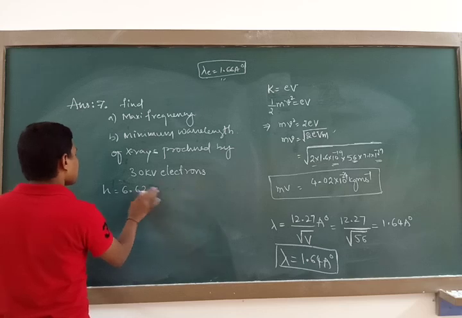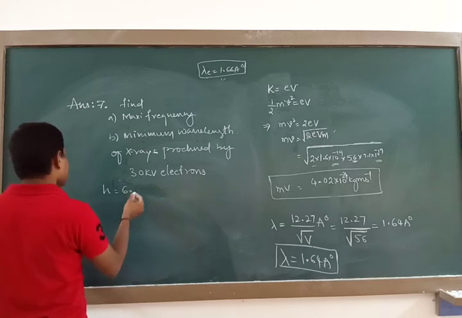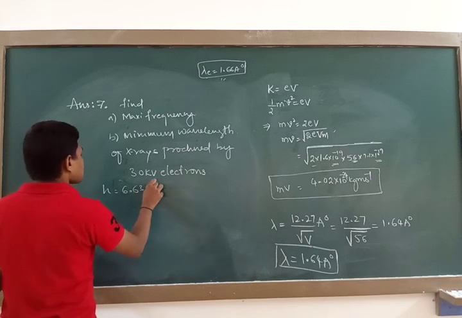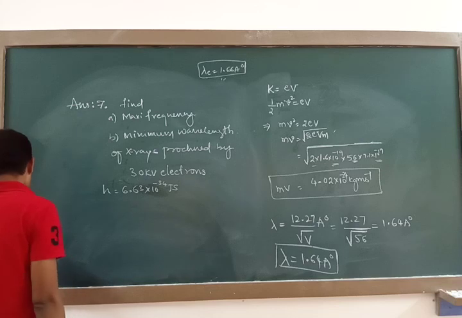They have given the Planck constant as 6.625. So the Planck constant they have given here is 6.63. Instead of 25 they have given 3 here. 6.63 into 10 raised to minus 34 joule second.